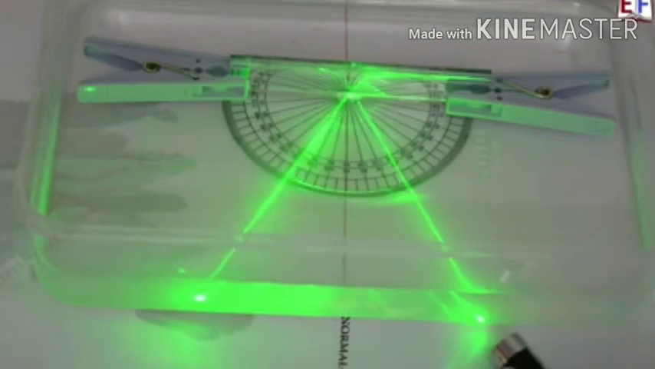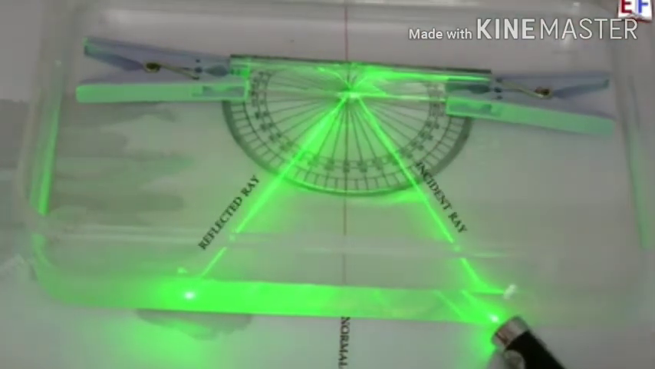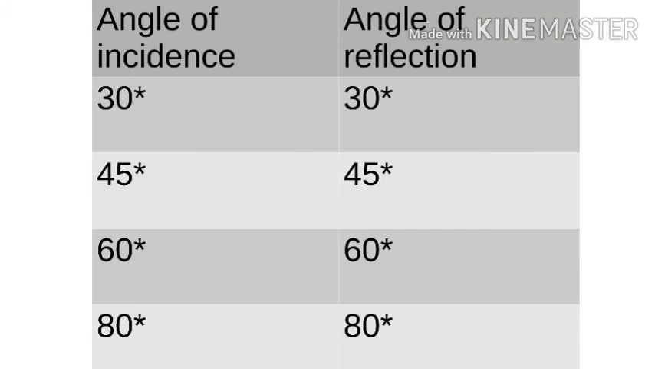The second law states that the incident ray, the reflected ray and the normal all lie on the same plane, which is very evident from here because all of these lie on the same sheet of paper. I think you understood the relationship between angle of incidence and angle of reflection.